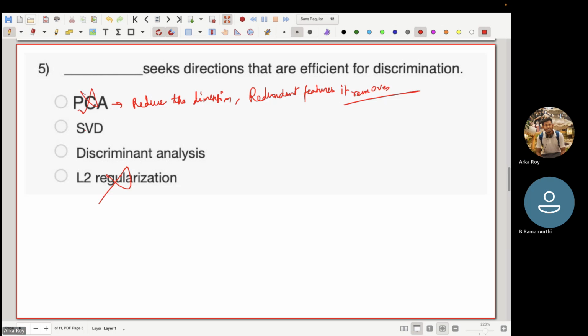SVD, singular value decomposition, also helps in data dimension reduction. It has no role in data discrimination, whereas discriminant analysis tries to find the optimal direction for projection such that it does better discrimination among the classes. So therefore, discriminant analysis would be the correct answer.